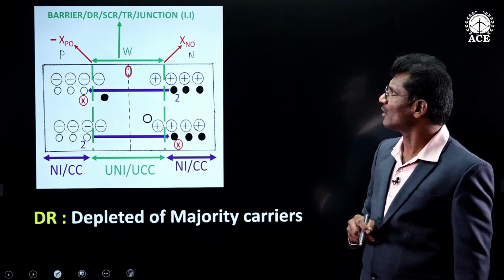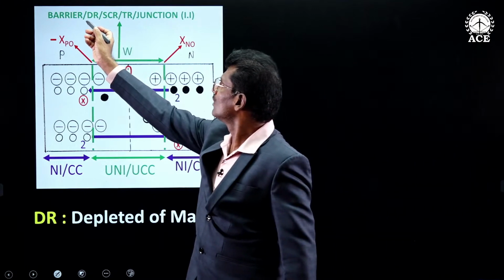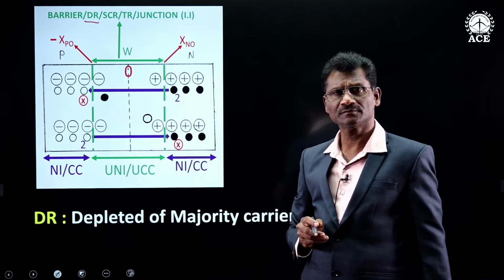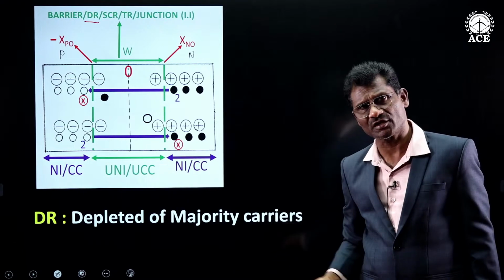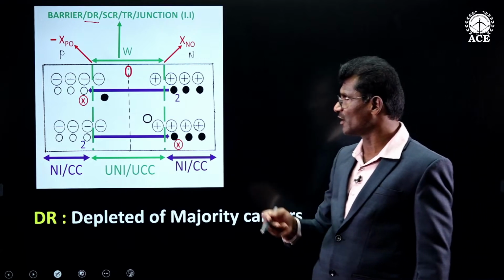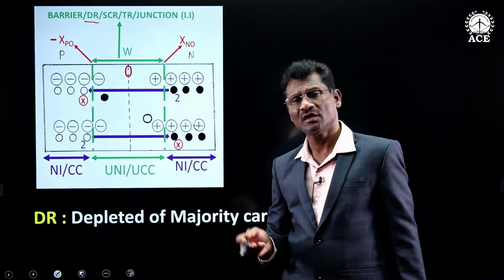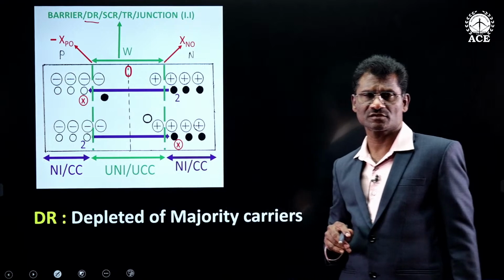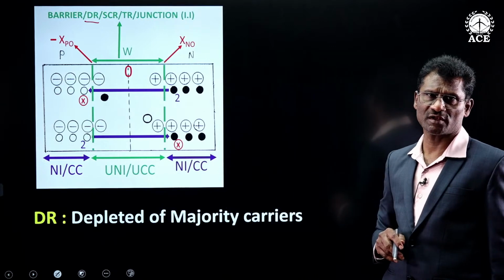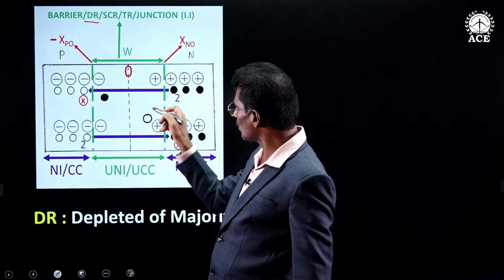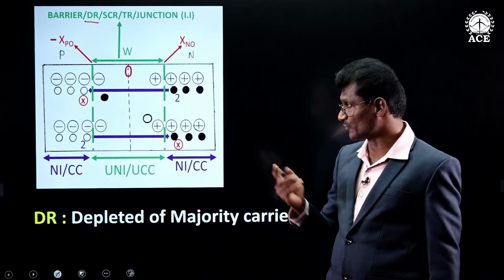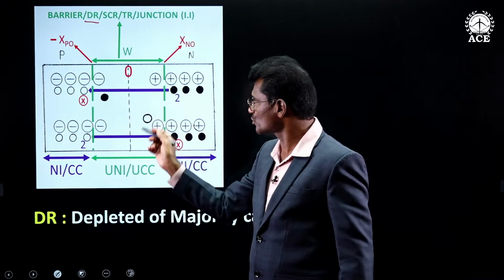If you can recall, what is meant by DR? Depleted region or depletion region. As I said earlier, what is the meaning of DR? It should not have charge carriers. Then, how can I show electron and hole again here? Definitely, it's a question to be answered.